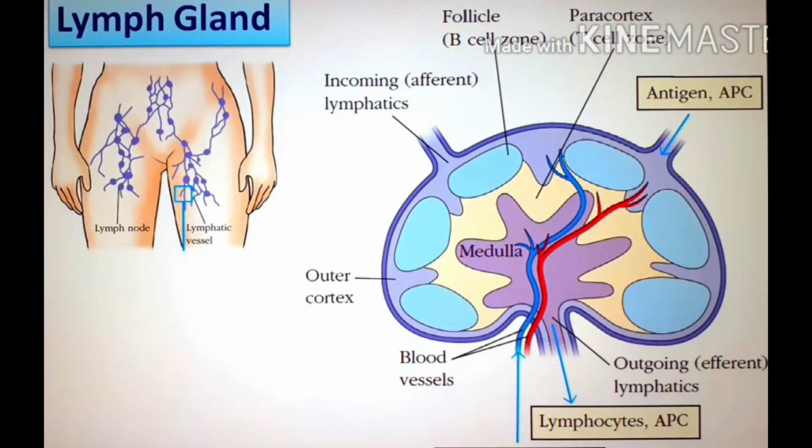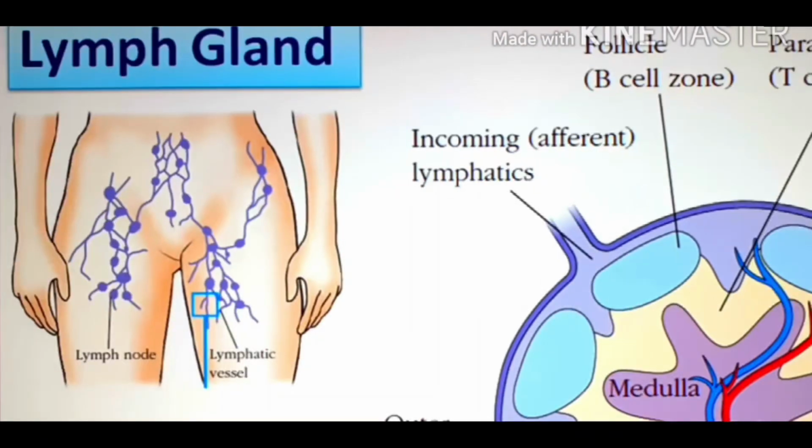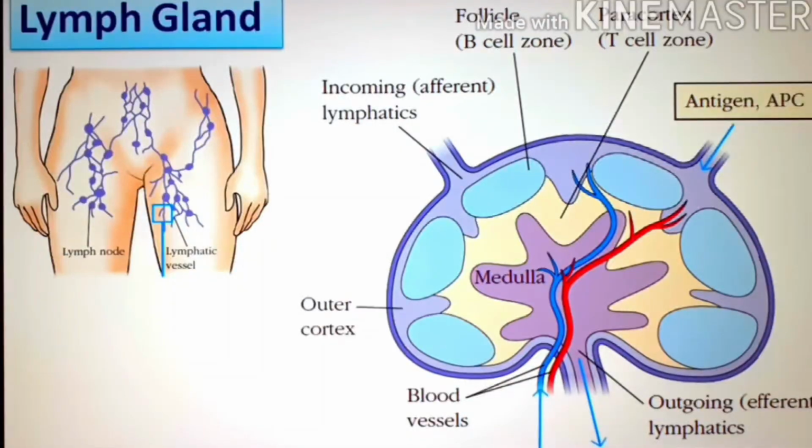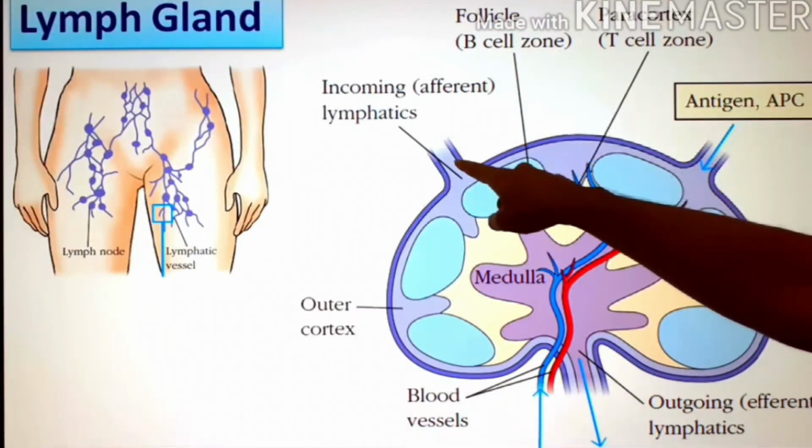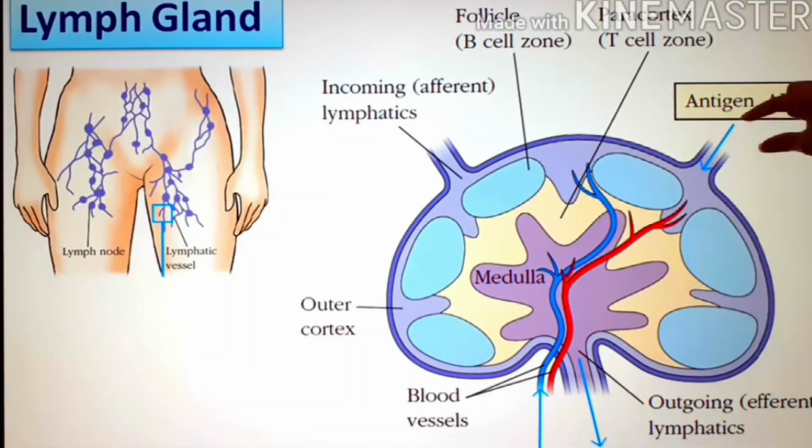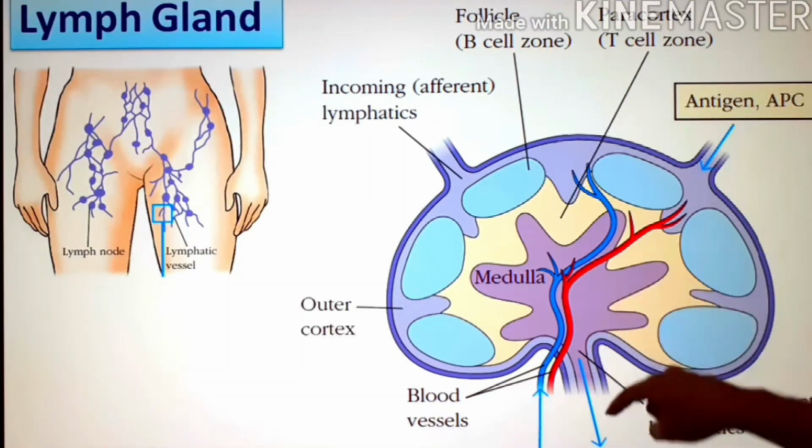Now, the lymph gland represents secondary lymphoid organ. Primary lymphoid organs are the generative site where immune cells develop. Lymph gland represents secondary lymphoid organ. Lymph glands are present all over our body. A lymph gland contains afferent lymphatics by which antigen and APC can enter. It contains efferent lymphatics by which the lymphocytes can go out.